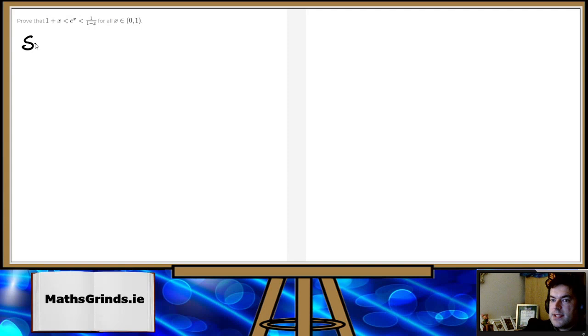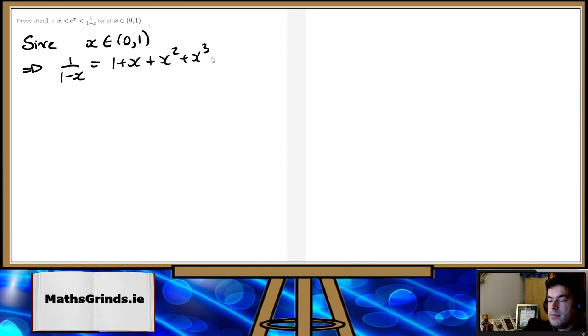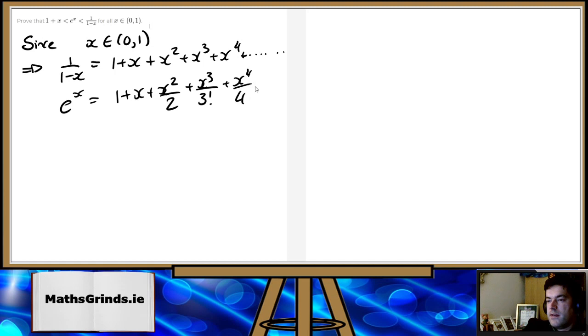So since x is between 0 and 1, that means we can use a Maclaurin series to say that 1 over 1 minus x equals 1 plus x plus x squared plus x cubed plus x to the 4, etc. And it doesn't have to be between 0 and 1, but we can also use a Maclaurin series to express e to the x as 1 plus x plus x squared over 2 plus x cubed over 3 factorial plus x to the 4 over 4 factorial.